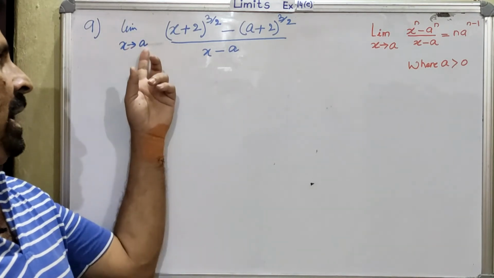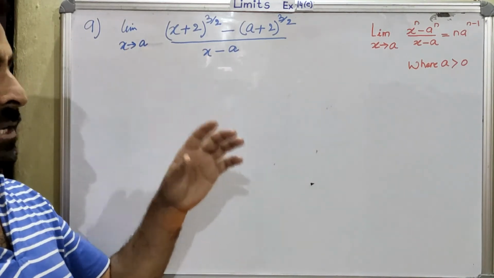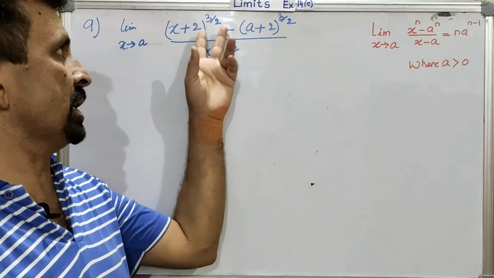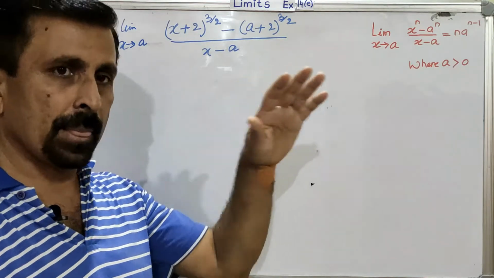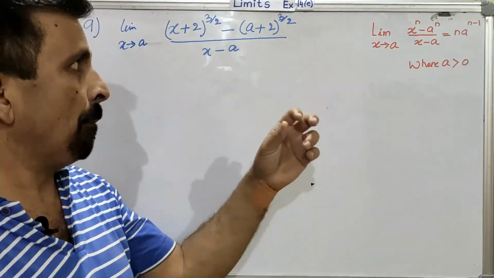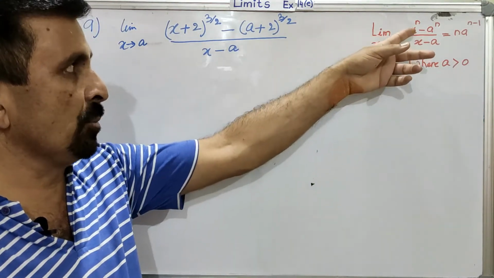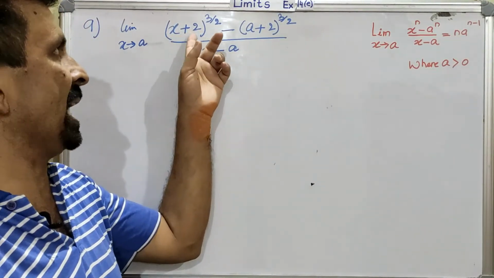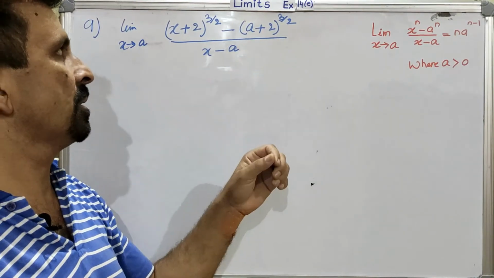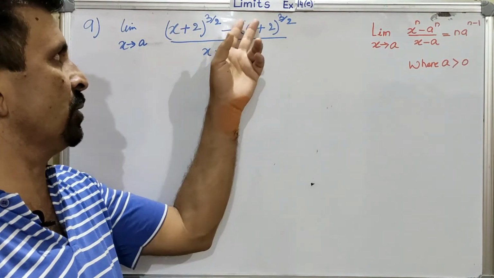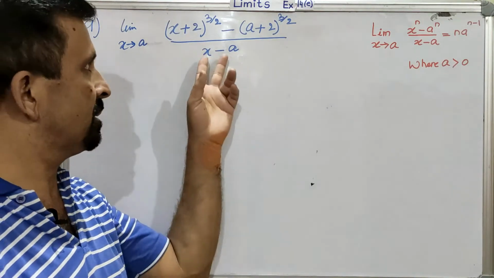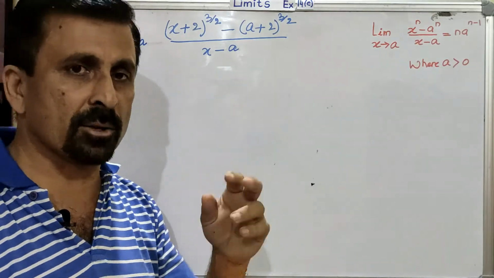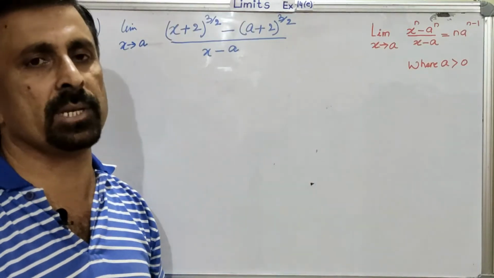This is x tending to a and then this is x minus a. So these two are matching. Now when we come to the numerator, their powers are the same, so there also we are comfortable. But the problem is the base of the numerator and the denominator has to be the same. The base of the numerator is x plus 2 and a plus 2, and we don't have x plus 2 and a plus 2 here. The base of the numerator has to be the same as the denominator. That also is the condition. So all the conditions have to be satisfied.